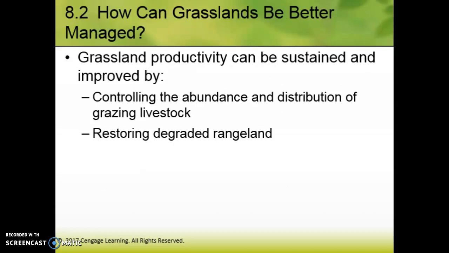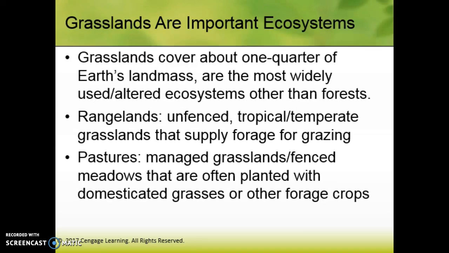Moving on to grasslands. Grassland productivity can be sustained and improved by controlling the abundance and distribution of livestock and restoring degraded rangeland. So we can use it better, we can fix what we've broken, and we can make sure we don't overuse it. So grasslands cover a quarter of the Earth's land mass. So we had a third of Earth's land mass in forests, a quarter in grasslands. We're chunking away big chunks of terrestrial ecosystems here.